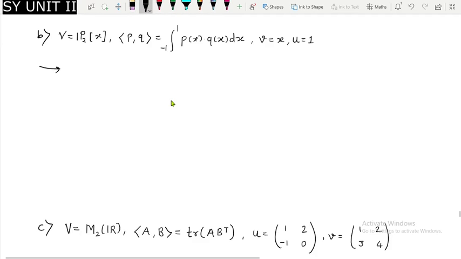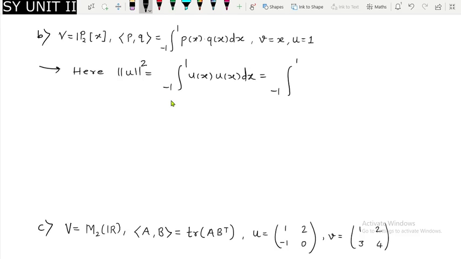Okay, so here the norm of u is equal to... the norm is under root actually, so I will go for norm u square instead. So here norm u square will be the integration from minus 1 to 1 of u of x dx, which is further equal to the integration from minus 1 to 1. The value of u is 1 only, so 1 dx. The integration of 1 is x, so x with limits varying from minus 1 to 1, which is equal to 1 minus of minus 1, which is equal to 2.